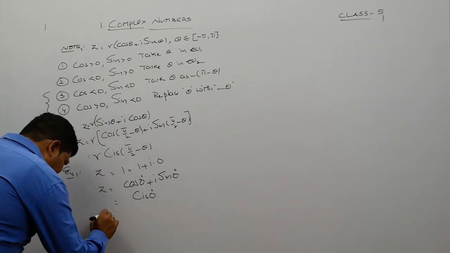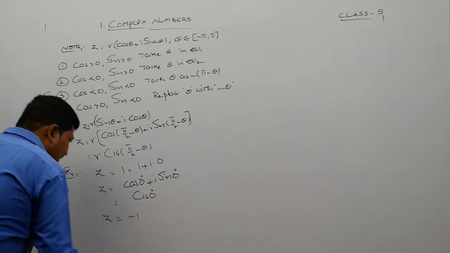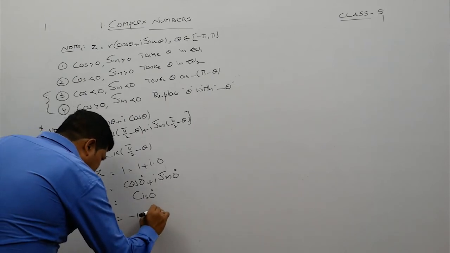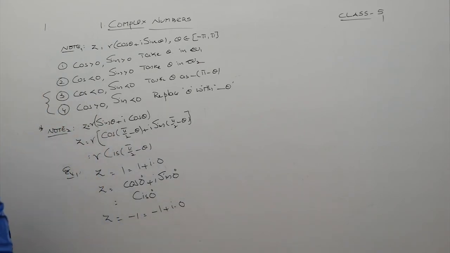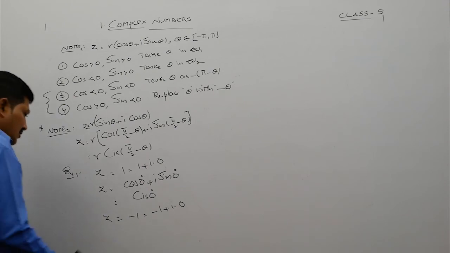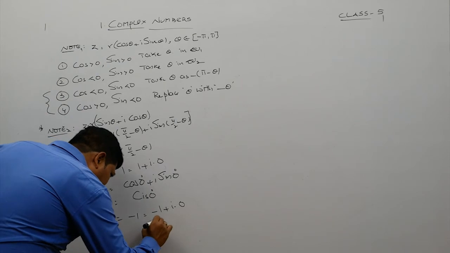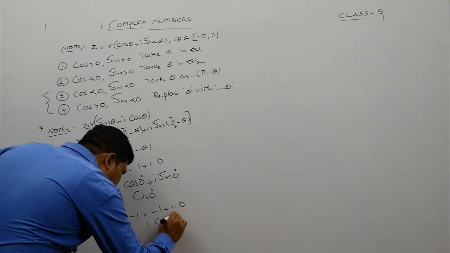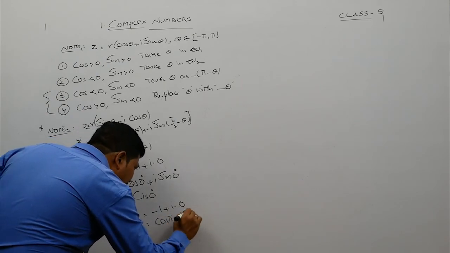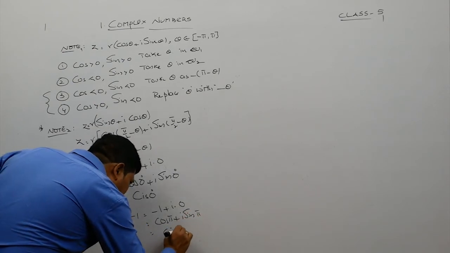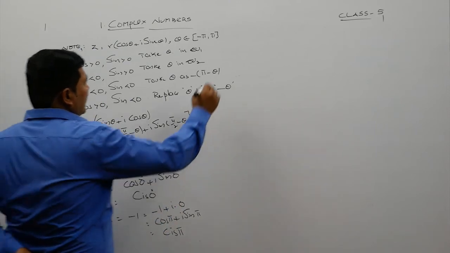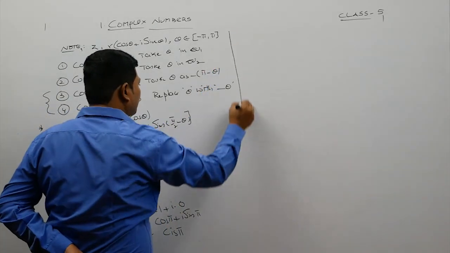Now z is equal to minus 1. So write this one as minus 1 plus i into 0 again. There is no imaginary part in that given number. Then minus 1 plus i into 0, cos pi is minus 1. So write here cos pi plus i sin pi, and cos pi plus i sin pi is equal to cis pi. And here comes the next one.